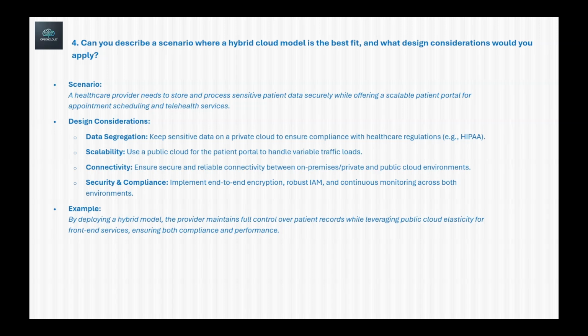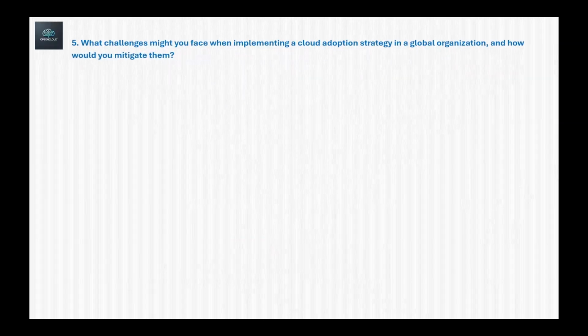Connectivity: ensure secure and reliable connectivity between on-premises, that is the private cloud, and public cloud environments. Security and compliance: implementing end-to-end encryption, robust identity and access management, and continuous monitoring across both environments. For example, by deploying a hybrid model, the provider maintains full control over patients' records while leveraging public cloud elasticity, which is the keyword here, for front-end services, as I explained, ensuring both compliance and performance.